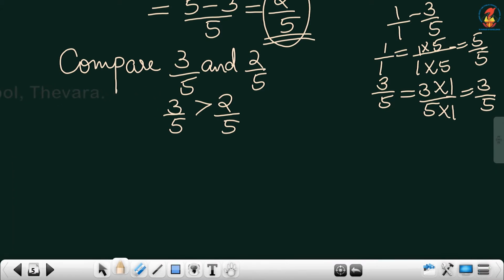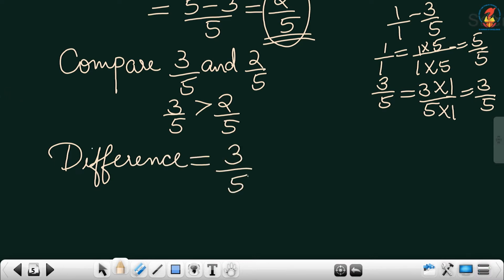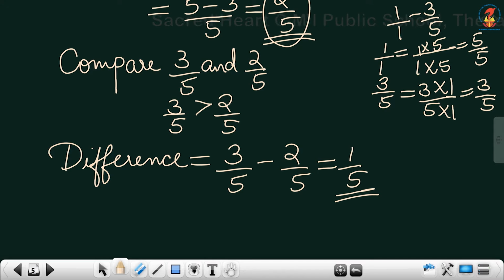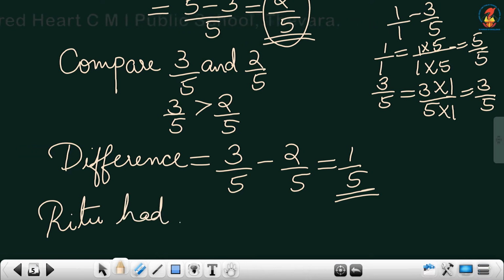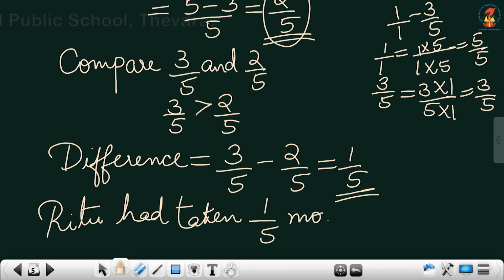So what can you write? Difference is equal to 3 by 5 minus 2 by 5. What is the answer? 1 by 5. Okay. So what can you write here? Ritu had taken 1 by 5 part more than Somu. What can you write here? Ritu had taken 1 by 5 more than Somu.